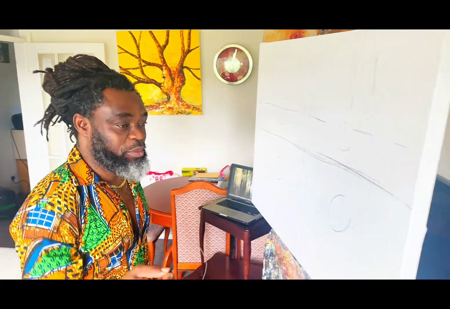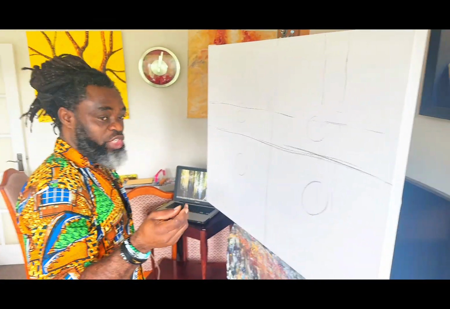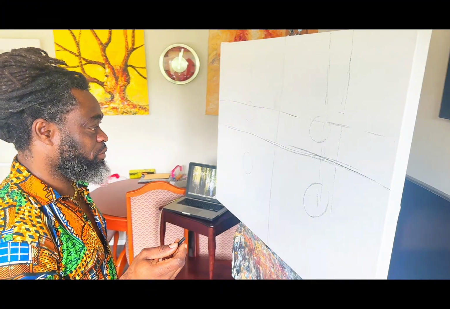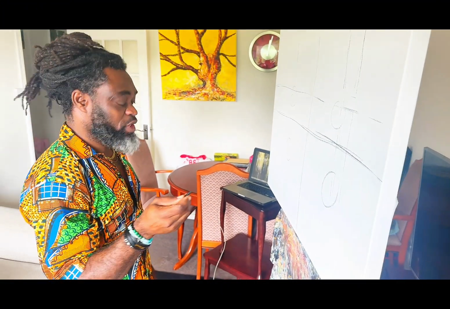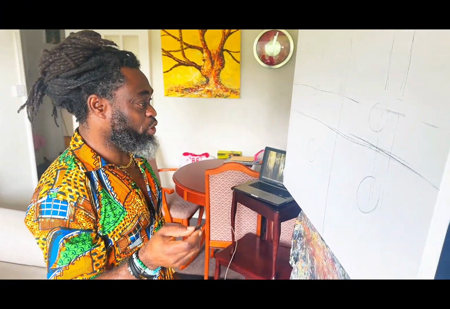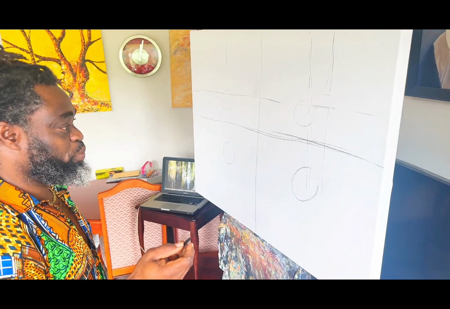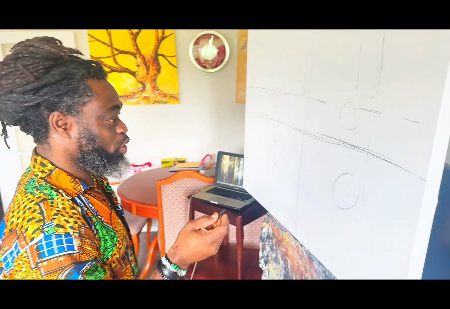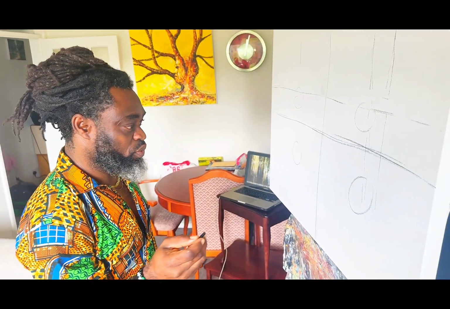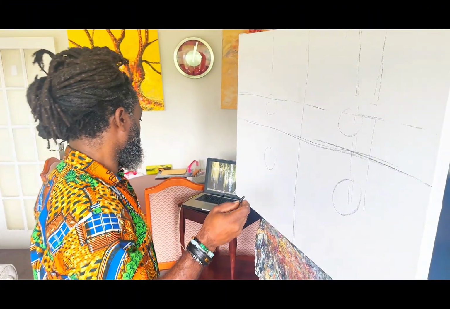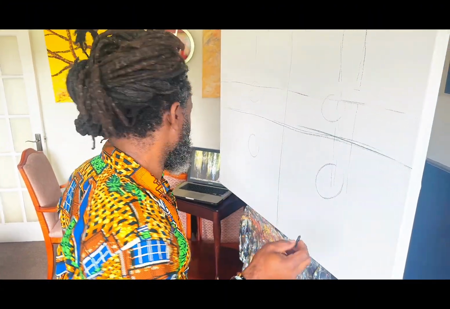I draw with charcoal on my canvas, because I paint with a palette knife. I don't paint with a brush. I don't use a brush in my painting. Because of that, I draw with charcoal on my canvas before I start the painting.